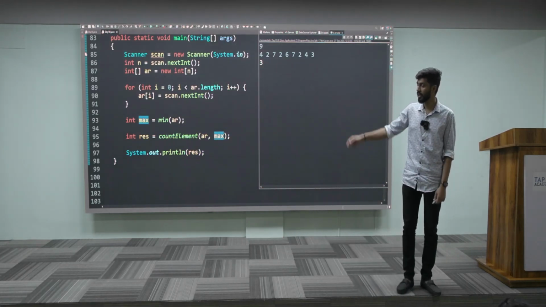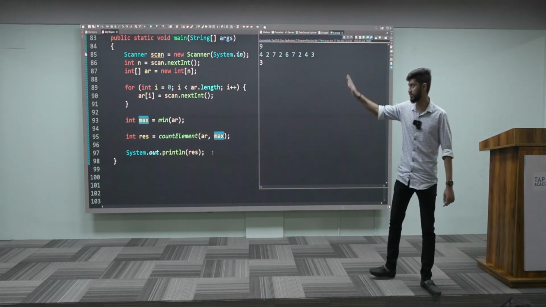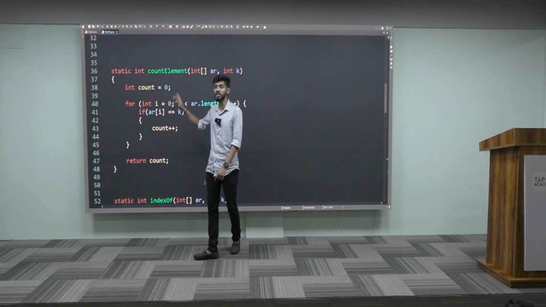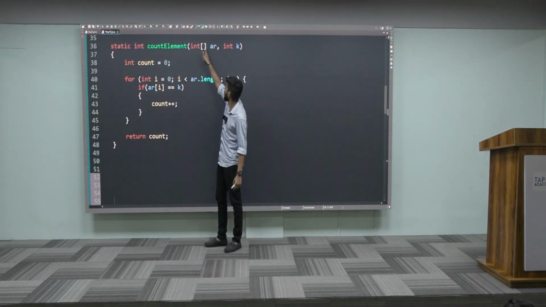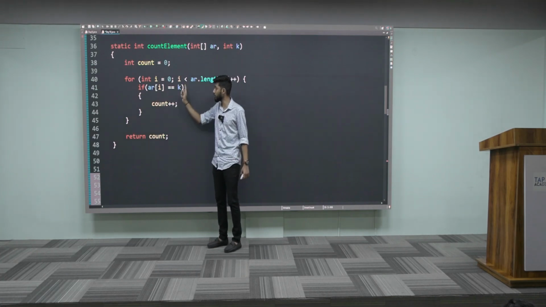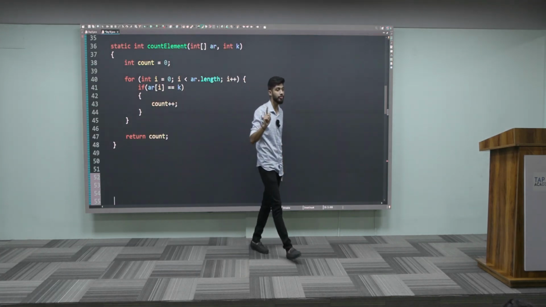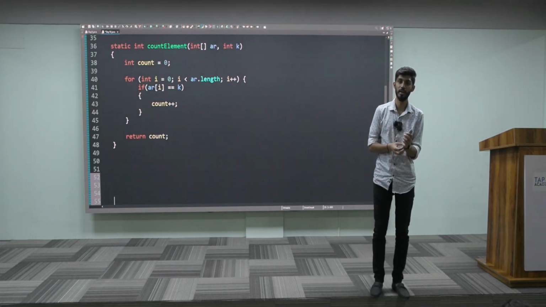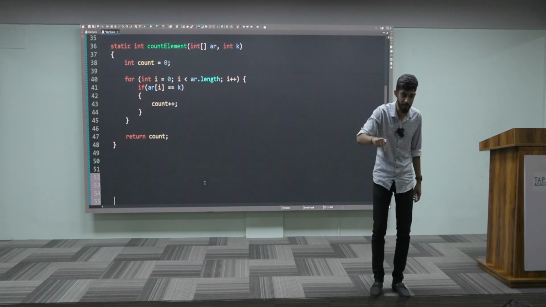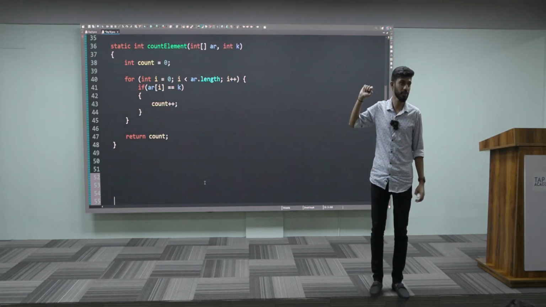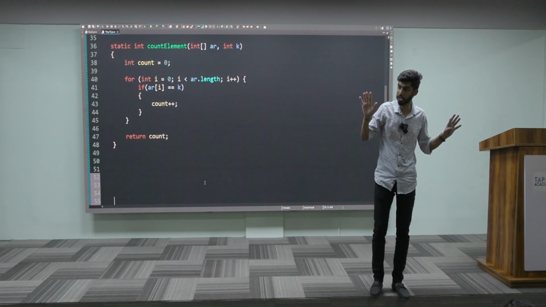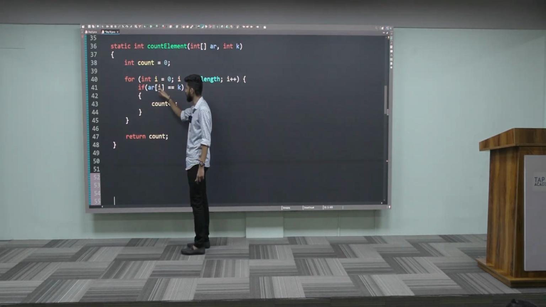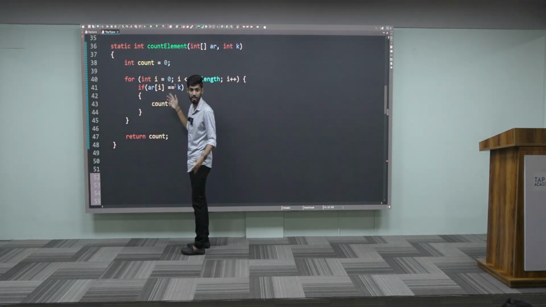Similarly, count elements. Let's go to the count elements method. What this method is doing is, if you are given an array and a k value, it will see how many times the k value is present, correct or not? I will slightly change the question. I want to know how many elements are greater than k in your array. Can you write the code or not? Yes or no? How would you do it? Just change this condition to whether arr of i is greater than k. Is that clear to you?